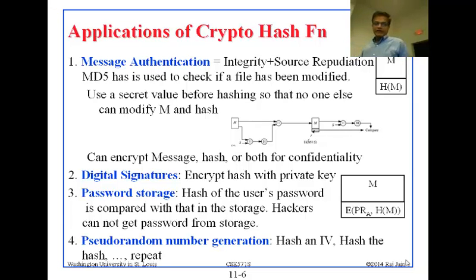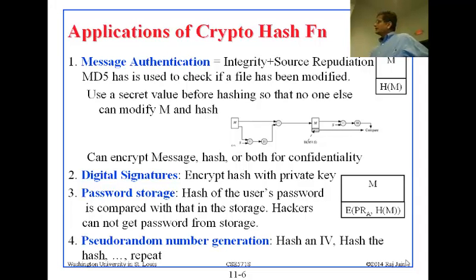So, just like for the files, you can do message authentication. Basically, authentication means two things: integrity and repudiation. Integrity means nobody has modified it, and source repudiation means that the source cannot deny that they sent it. Okay? And obviously, MD5 only gives you the first part, integrity, because there is no secret there. But if you use a secret, then we can claim that nobody knows that secret other than you, so you must have sent it. It's like a private key, right?